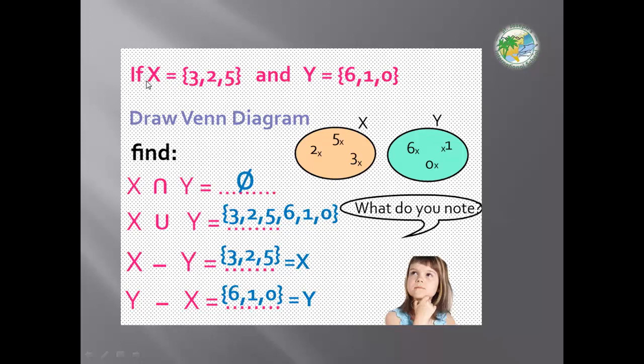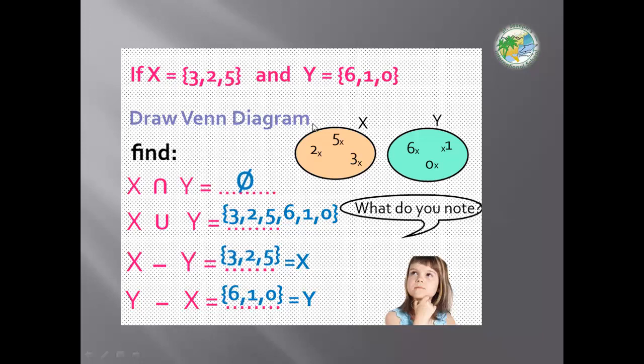If X equals {3, 2, 5} and Y equals {6, 1, 0}, draw the Venn diagram. Look at the question: we don't have a common element between them. Then the Venn diagram will be disjoint. What do you note? That they are disjoint, because we don't have a common element between them.